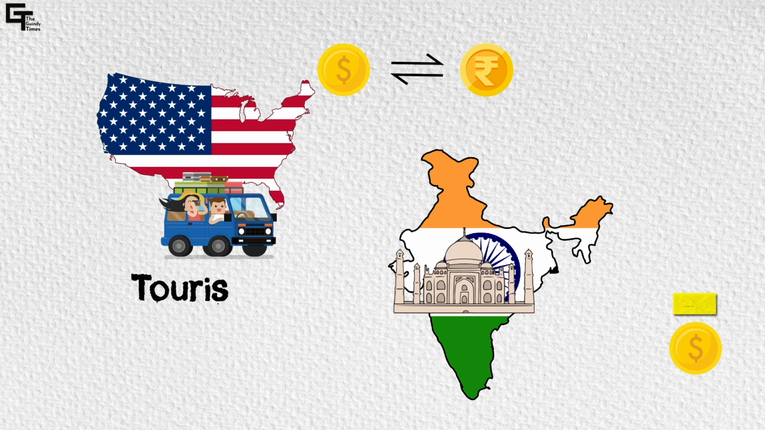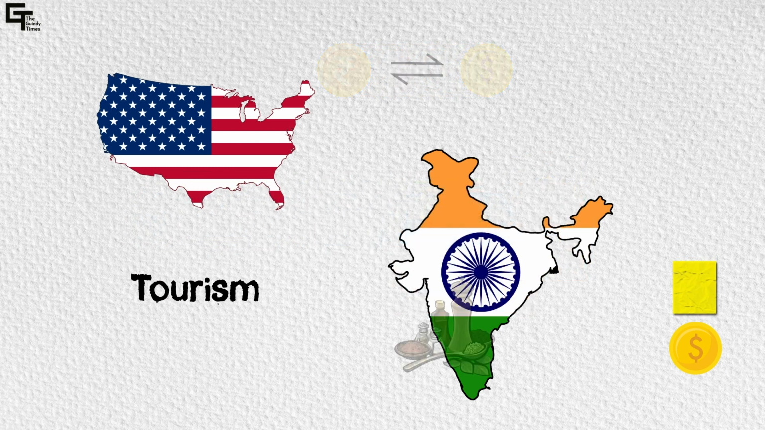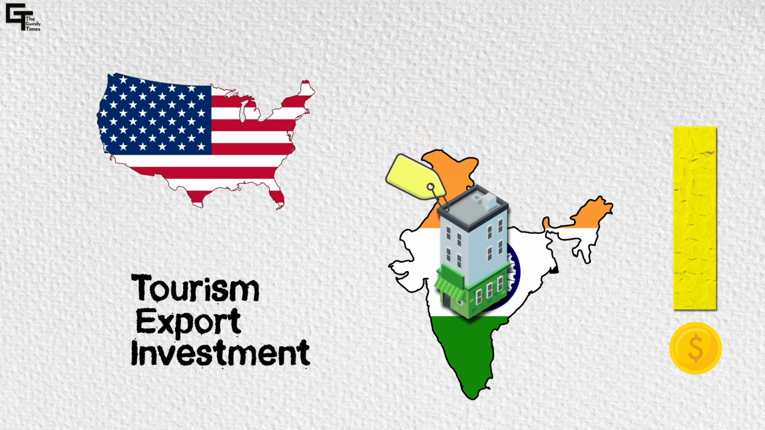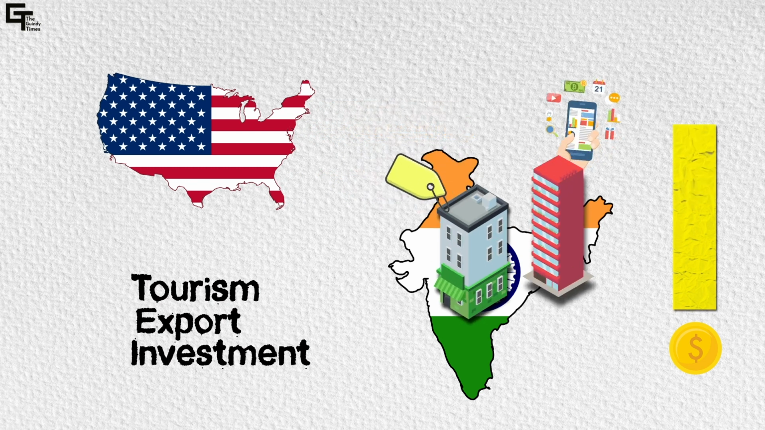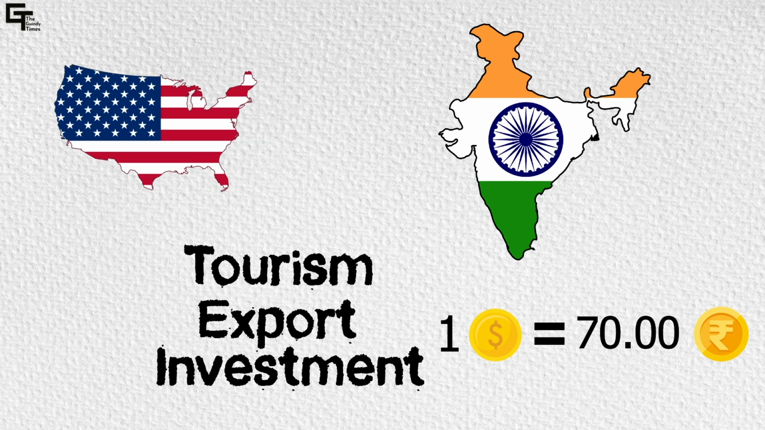Tourism. When Americans visit our country, they have to exchange their dollars for rupees. Export. When we export goods from our country like spices or rice, dollars flow into our economy. Foreign investment. When Americans invest in real estate or tech industries, they have to purchase land or build their offices, for which they need capital. Based on the demand for dollars and the abundance of the same, an exchange price is decided. Say for time being, $1 costs 70 rupees.